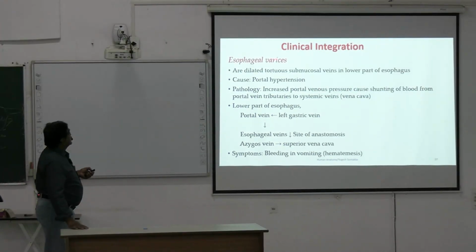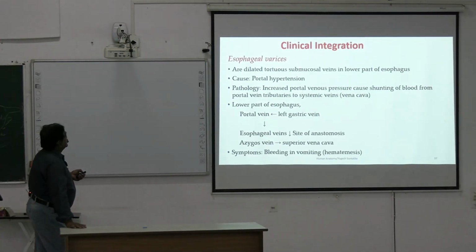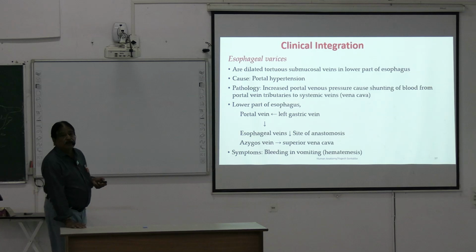Now clinical integration. Esophageal varices are dilated, tortuous submucosal veins in the lower part of the esophagus, caused by portal hypertension. Pathology: increased portal venous pressure causes shunting of blood from portal vein tributaries to systemic veins, the vena cava. Lower part of the esophagus, see portal vein, left gastric vein, and esophageal veins, site of anastomosis, azygos vein, superior vena cava. Symptoms: bleeding and vomiting, hematemesis.